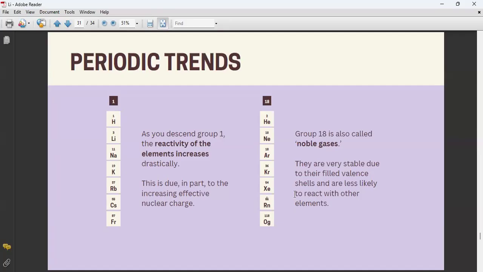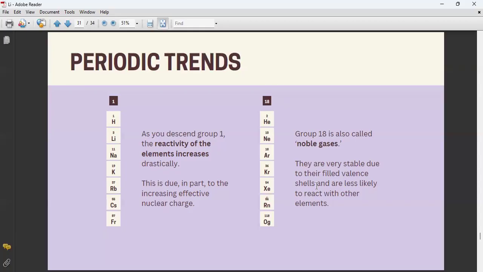Okay, and group 18 is also called the noble gases. They are very stable due to their filled valence shells and are less likely to react with other elements. Why are they called noble gases? Because we know that noble people live separately and do not combine with other people very easily. Similarly, these elements placed in group 18 do not react very easily, and they have a filled valence shell. It means they are very stable.